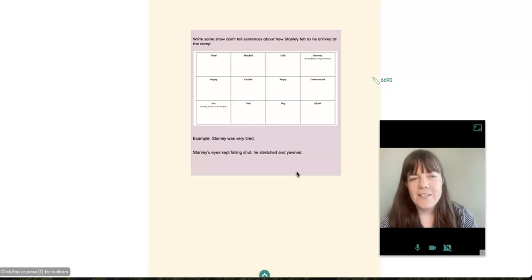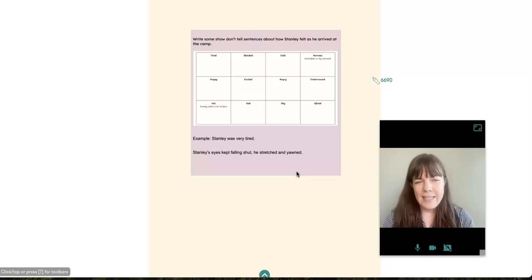So here the task is to write some show don't tell sentences about how Stanley felt as he arrived at the camp. And show don't tell is a concept that we have to keep on talking about, how to make our writing interesting and not just go for the simplest possible sentence, always upgrading everything, putting the sprinkles on the ice cream.